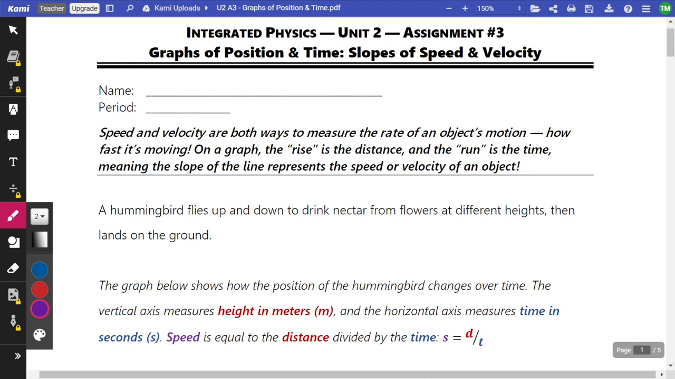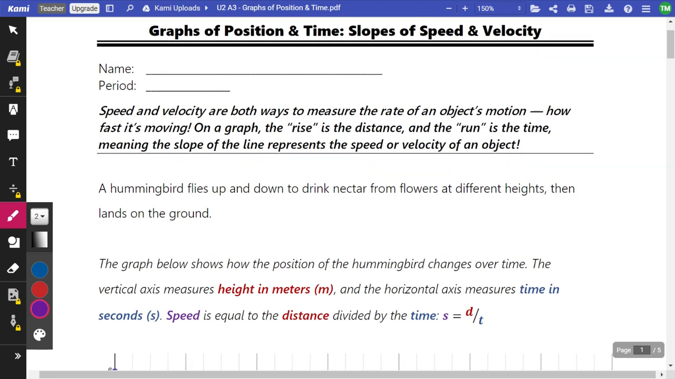So graphs can be extremely helpful for processing a lot of information about where something is going and how fast it goes there and how long it takes to get there. So let's look at some examples of how we can do that. Our first example has to do with a hummingbird. It's going up and down and up and down, drinking nectar from flowers at different heights, maybe on a bush or something like that.